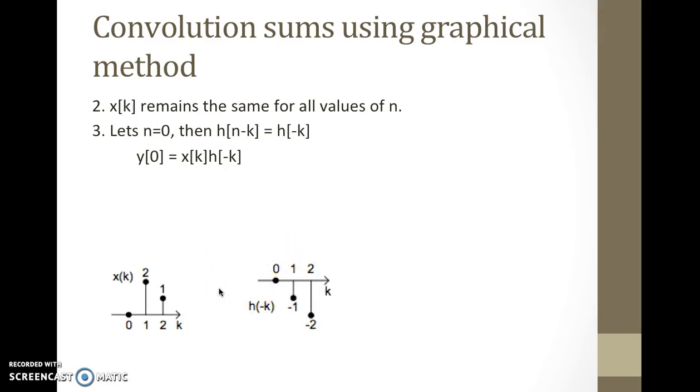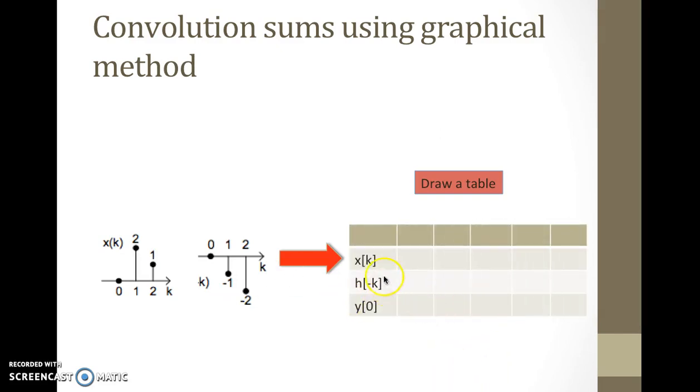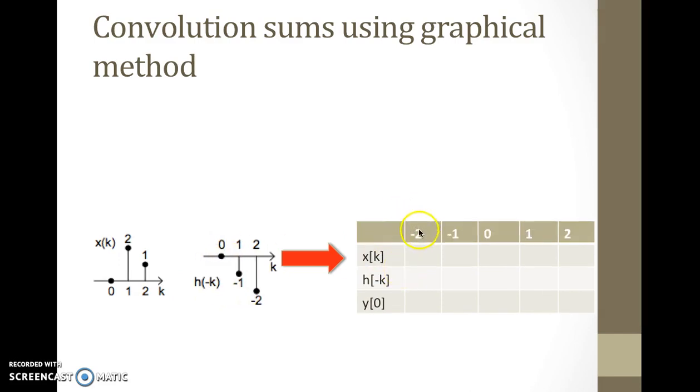So how are we going to solve this? We have to draw a table for an easier method. This table consists of x[k], h[minus k], and y[0]. So you have to plot. We start at k equals minus 2 because previously h[k] started at minus 2. So this is the k axis: minus 2, minus 1, 0, 1, and 2.